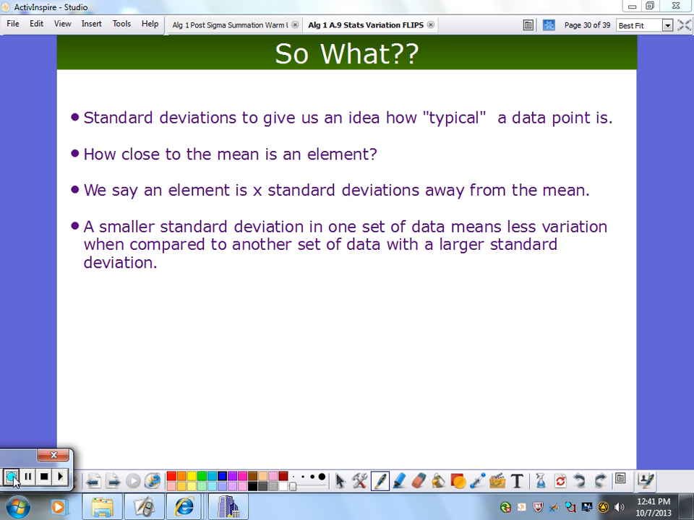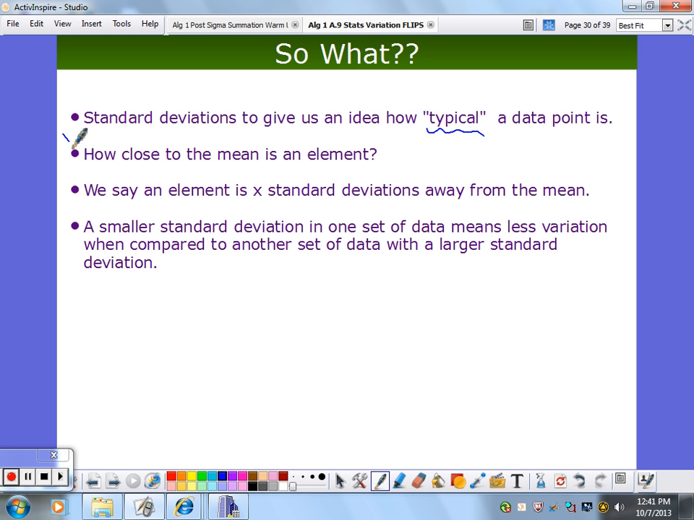What if you have a very small standard deviation? What does that mean? They're close together, they're consistent, right? That's another word for that. So that's what those things are giving us some feel for. Standard deviations give us an idea how typical, how consistent, our data points are. If we have a huge standard deviation, they're not typical to each other. If we have a small one, they are very close together.